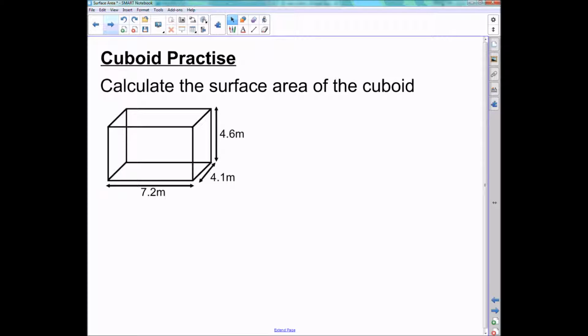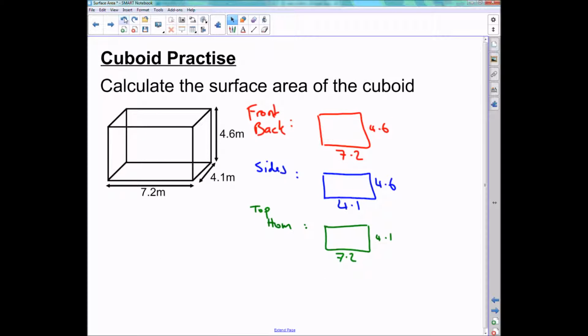Okay, so hopefully you've had a go at this. Before I go through the answers, I'm going to quickly sketch the front and the back, the side and the other side, and the top and the bottom. Now I'm just going to work out the areas of each of those.